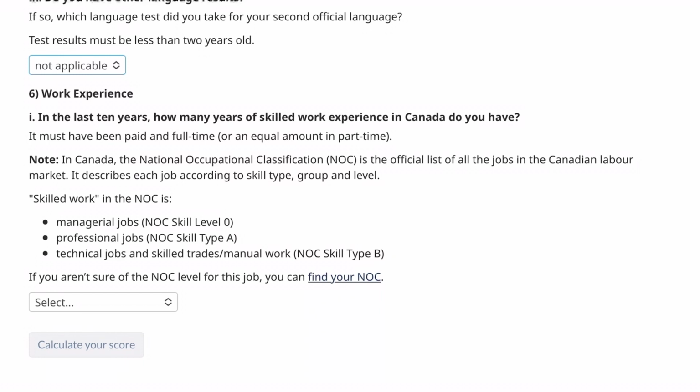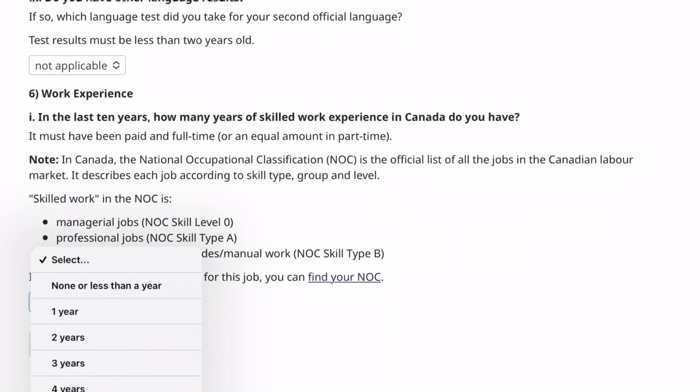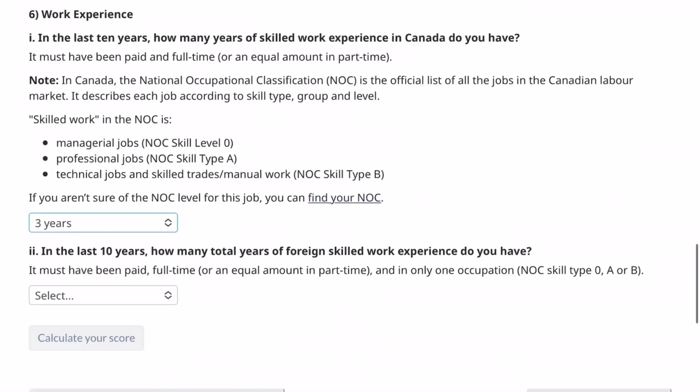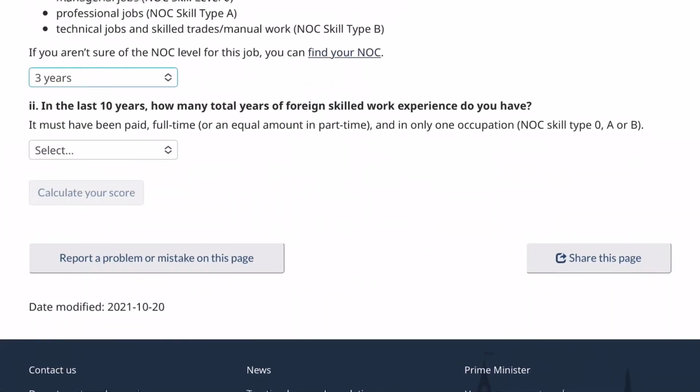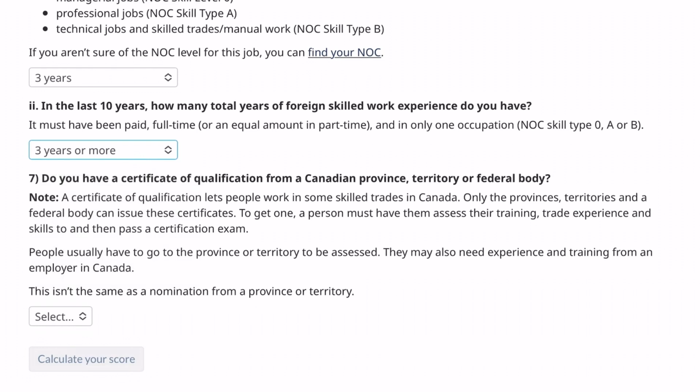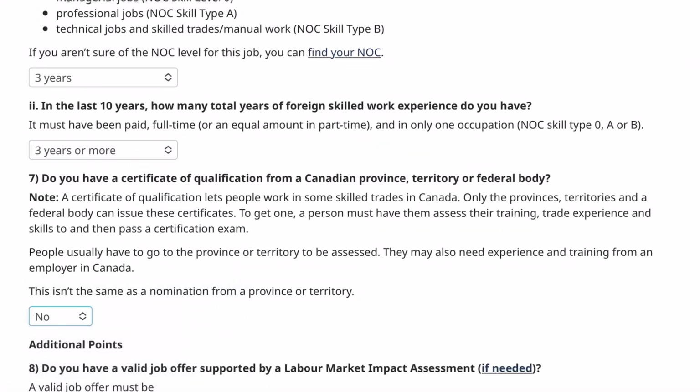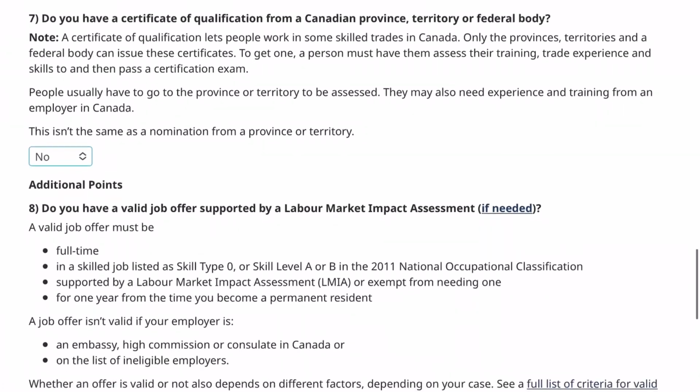Work experience. How many years of experience in Canada do you have? If you have any experience in Canada, you put it. Otherwise, no. Let's put 3 years. How many years of foreign skilled experience do you have? 3 or more years. Certificate of qualification from a Canadian province? Not yet. These are mostly for skilled trades, but no.